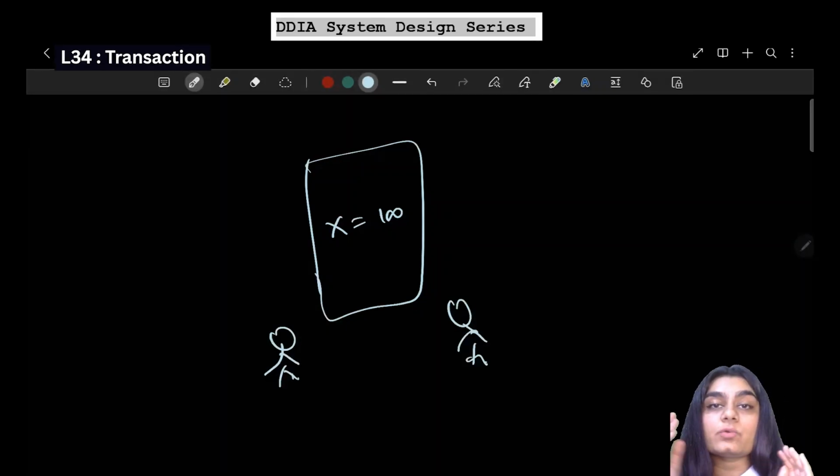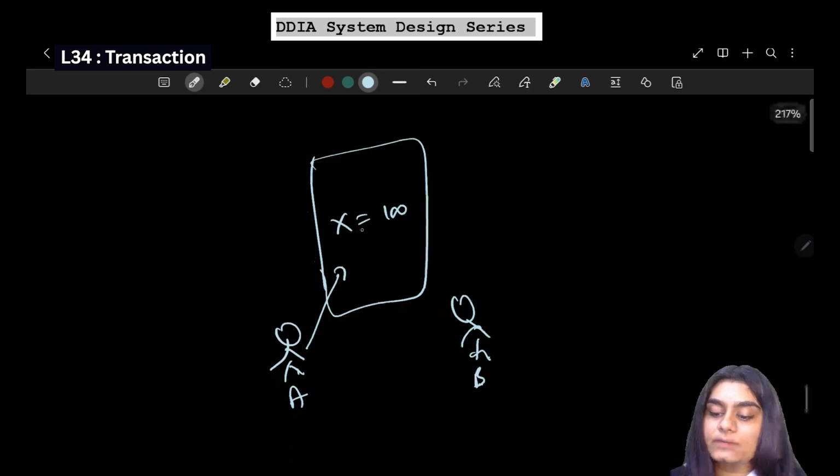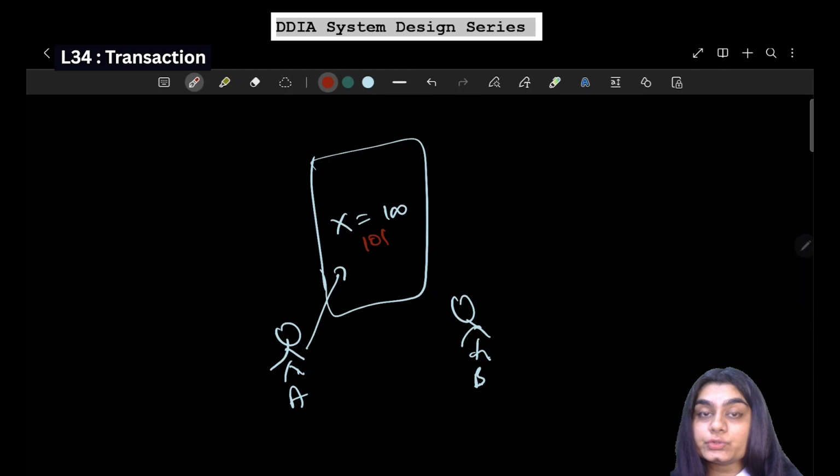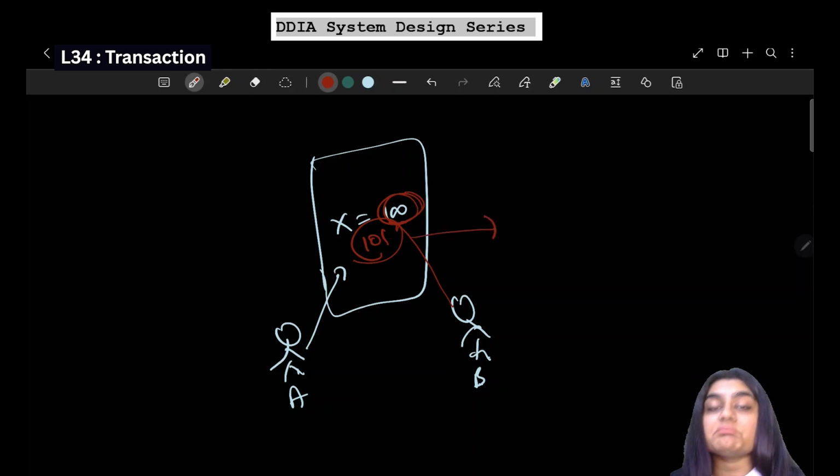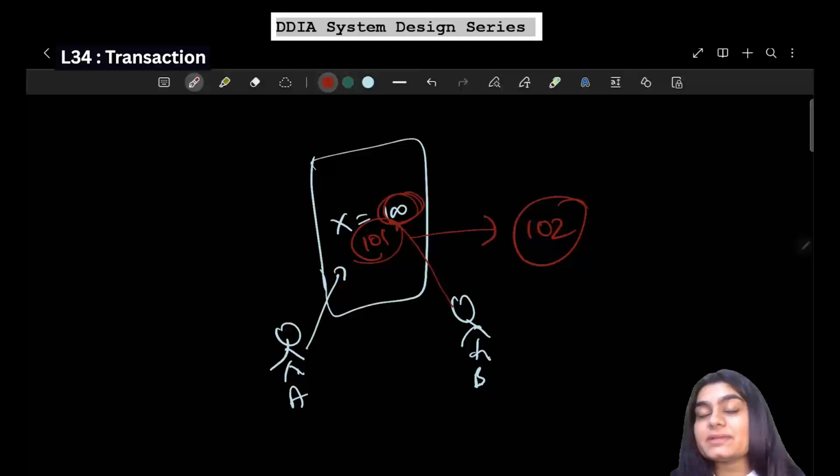Both of them want to add 1 to 100 and make it 101. Suppose user A has added 1 and made it 101. But due to the concurrency, user B looks at the older value of x, that is 100, and again adds 1 and makes it 101. The final value is 101, but it should have been 102 if both the increments are applied.